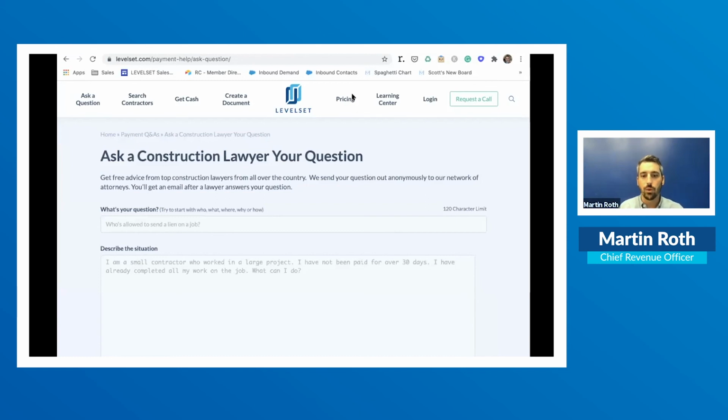Another question says, what if it says in the contract, when we get paid, you get paid? This is a great question. So pay when paid or pay if paid clauses are a very sticky situation because it is contractual. Some states have different rules for what is allowed and what's not allowed. So the first thing I'd recommend is make sure you understand whether or not those clauses are legal in the state that you're working in.